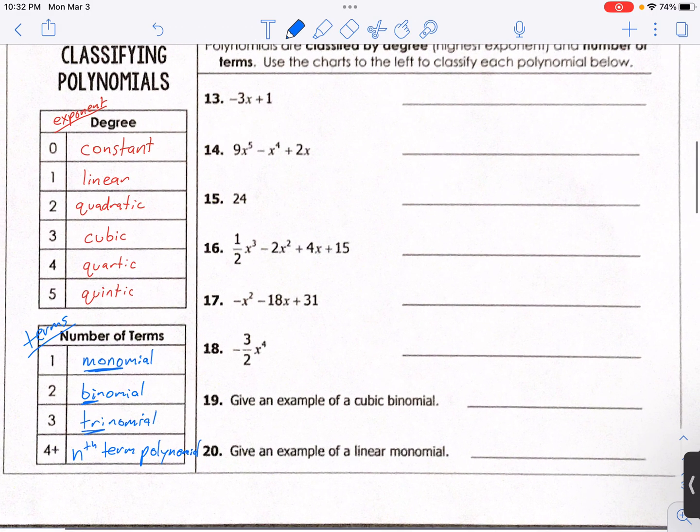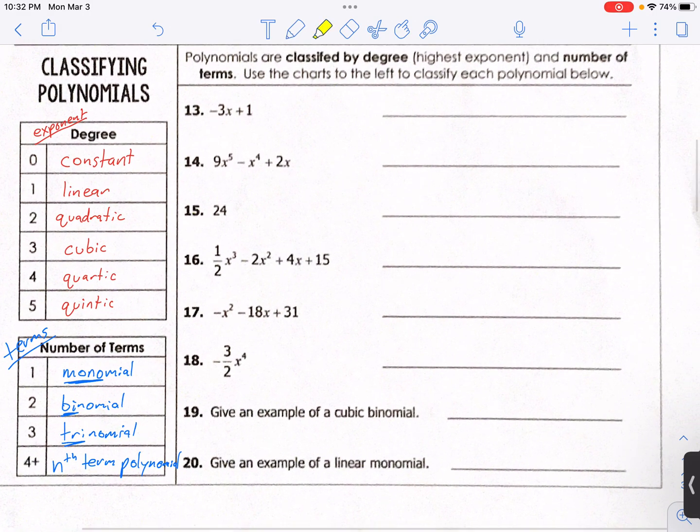So let's do some examples. Again, you'll use your chart. We're going to classify by degree and the number of terms. All right, so I'll do the first 2 or 3, and then I'd recommend you pause it and then you go through it.